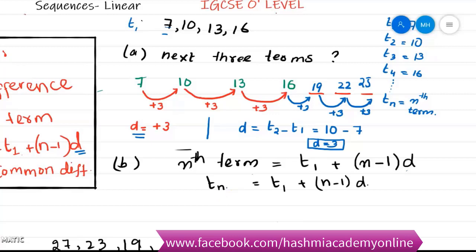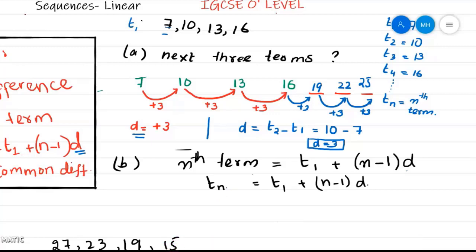Okay, after rewriting this formula, we have to substitute the values over here. So it's T1 over here. We have T1 as 7 for this sequence, and difference is plus 3 over here. So put all these values in this formula, you will get Tn equals T1, which is 7, plus n minus 1 times D, which is 3. Now you have to simplify it by yourself.